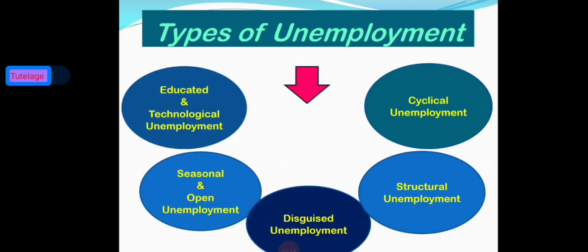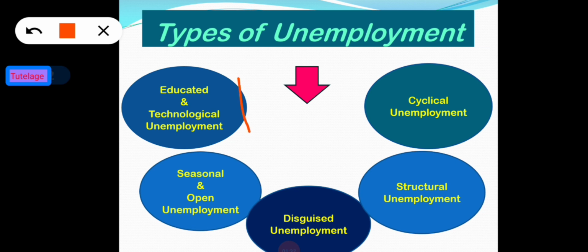So now going to the next slide, and here we can see other most important types of unemployment, which are really important to everyone. The first one is educated and technological unemployment. The second one is seasonal and open unemployment. The third one is disguised unemployment. The fourth one is structural unemployment. And the fifth one is cyclical unemployment. Okay, so in my next session, we will discuss all these types of unemployment.